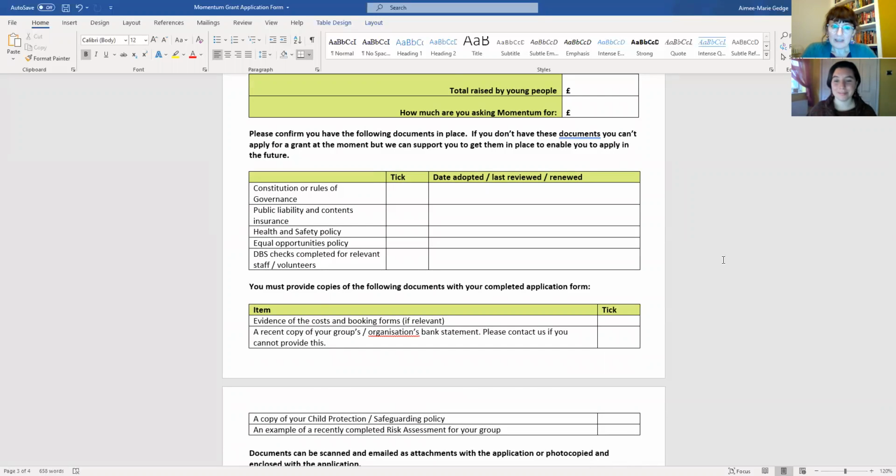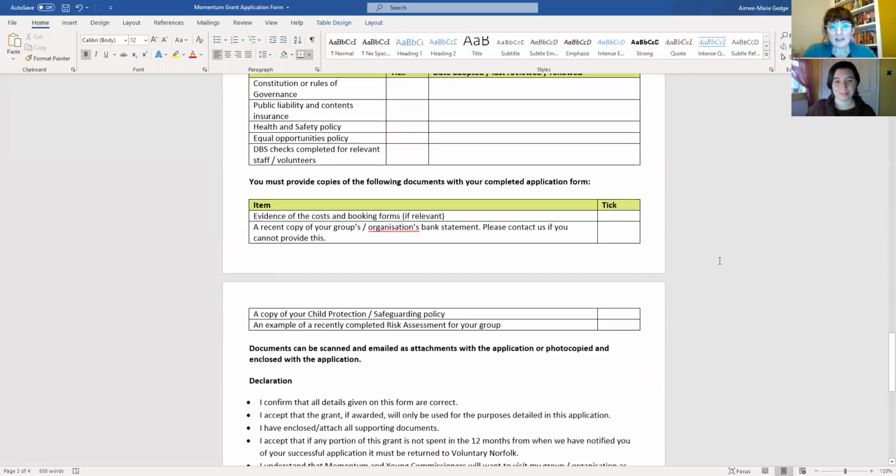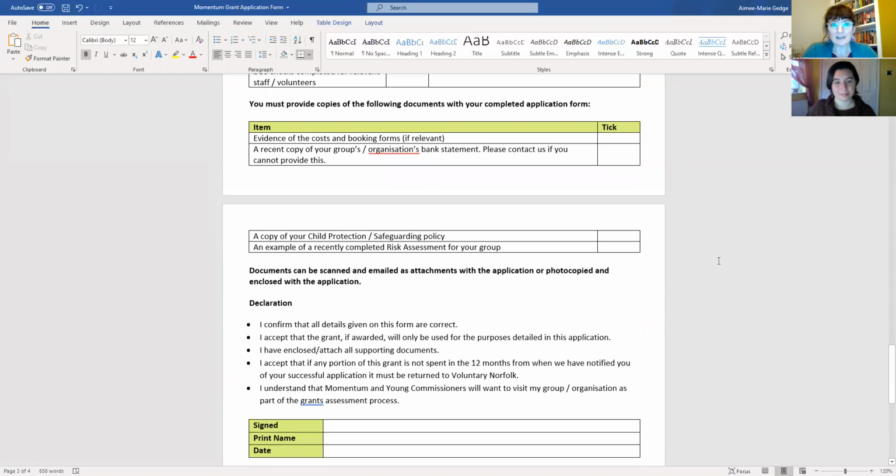Great. Right, the next bit. These are the documents you do need to send us copies of. At the moment, because we're still working from home, the best way to do this is to scan them and email them to us. You can still post documents to our office, but they just won't get there as quickly because we're only picking up post occasionally.